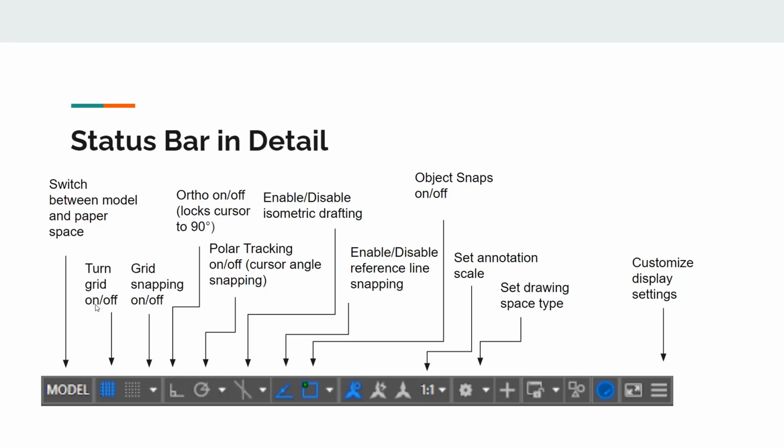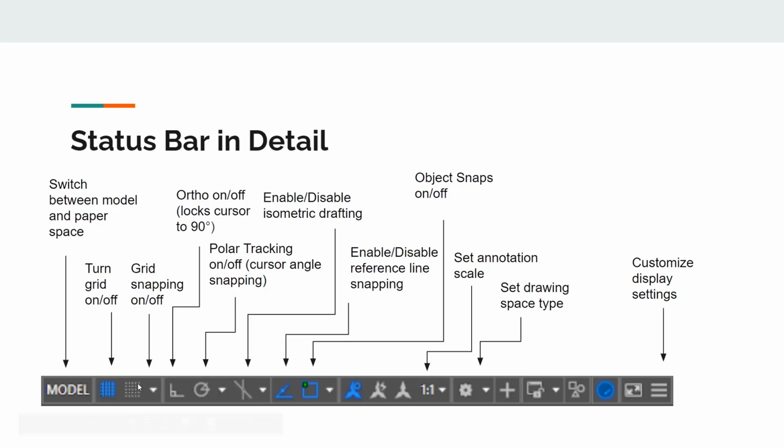Next we have the button to turn the grid on and off. Turning the grid on and off, like I said before, is pretty self-explanatory. That just turns off the grid that we see within our model space viewport.